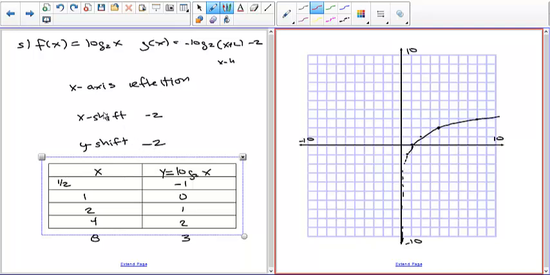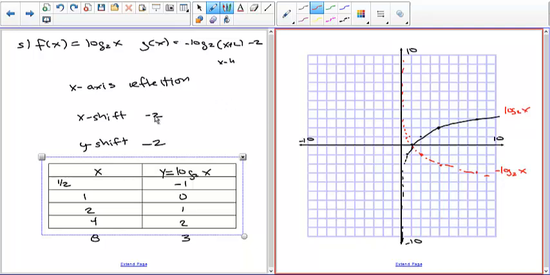Now the first thing you do is you always do the reflection first. So what will happen is these points that are above the x-axis will go below the x-axis, and the ones that are below the x-axis will come above the x-axis. So you see how these are reflected. So that is just the reflection. So if this is log base 2 of x, this is minus log base 2 of x.